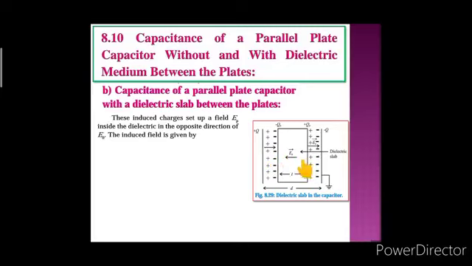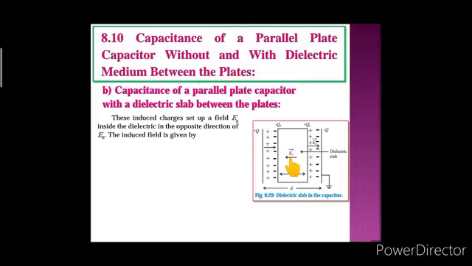As you can see, the direction is from right to left, whereas the direction of E0, which is the electric field between the two parallel metal plates, is from positive charges to negative charges, and hence E0 is directed from left to right. So here the direction of EP is opposite to that of E0.